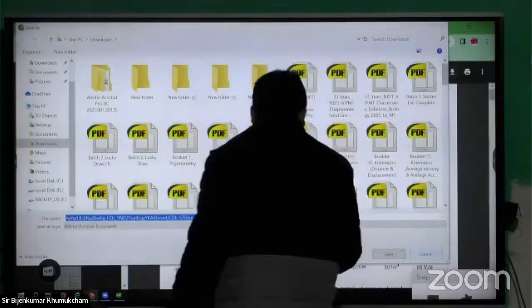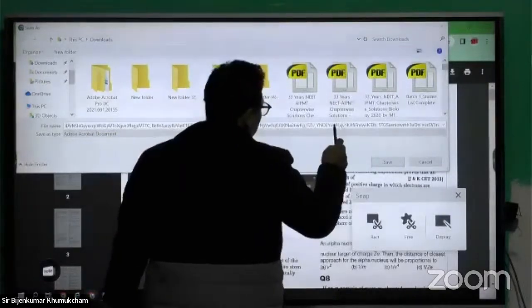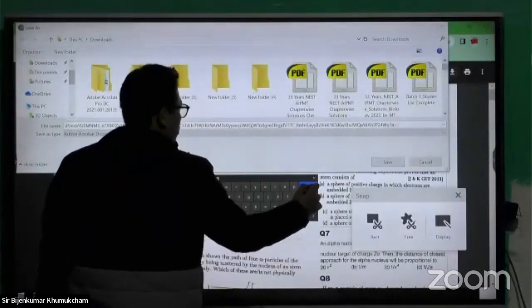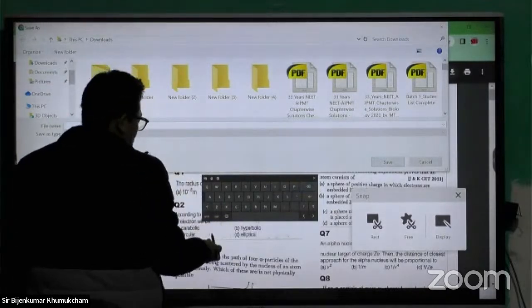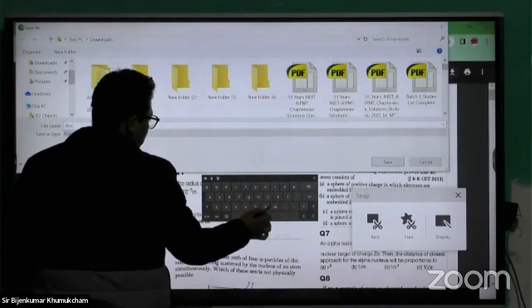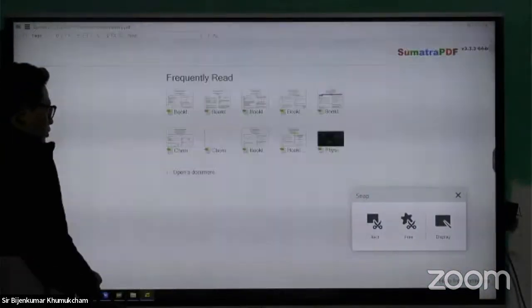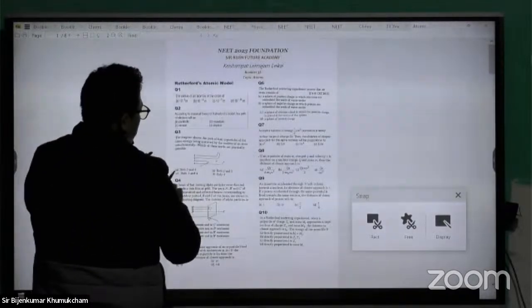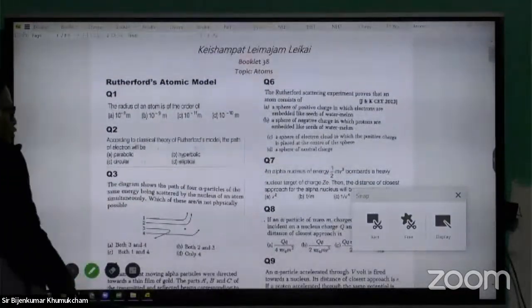Let me download this. One way or other way. There. See. Let's see. Okay, I was getting atoms. Atoms. Okay, let's see.